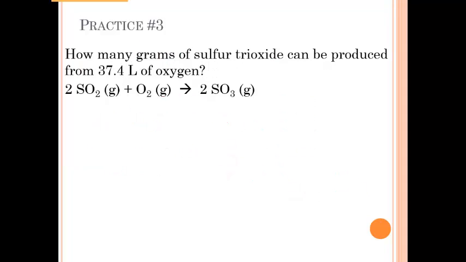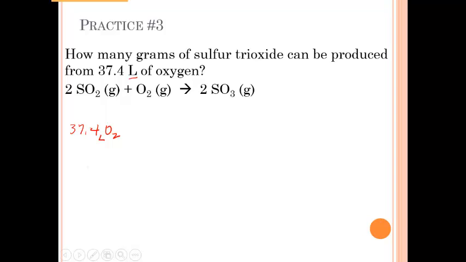Now this last one I'm going to have you work on. This is going to be your problem. You're going to follow the same steps. We're starting with liters of oxygen, and so your first step, if I'm just walking you through this, you're going to be setting it all up. You're going to start with your 37.4 liters of oxygen, and you're going to want to convert that to moles of oxygen.